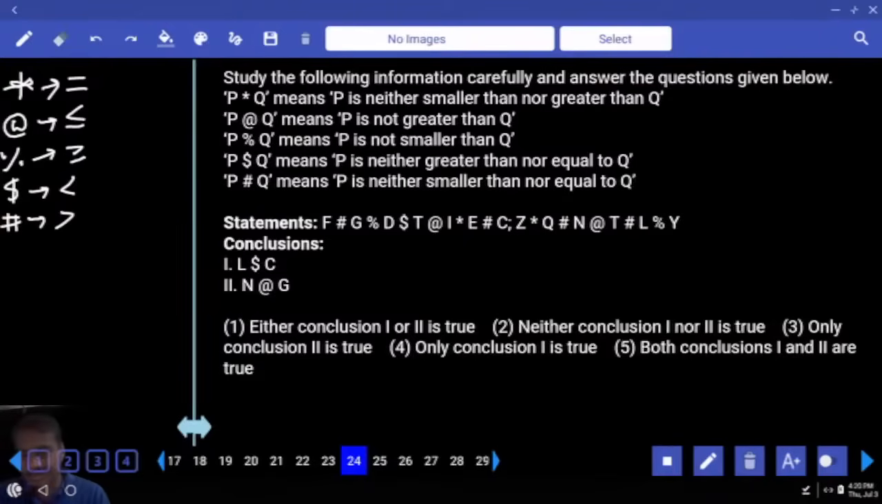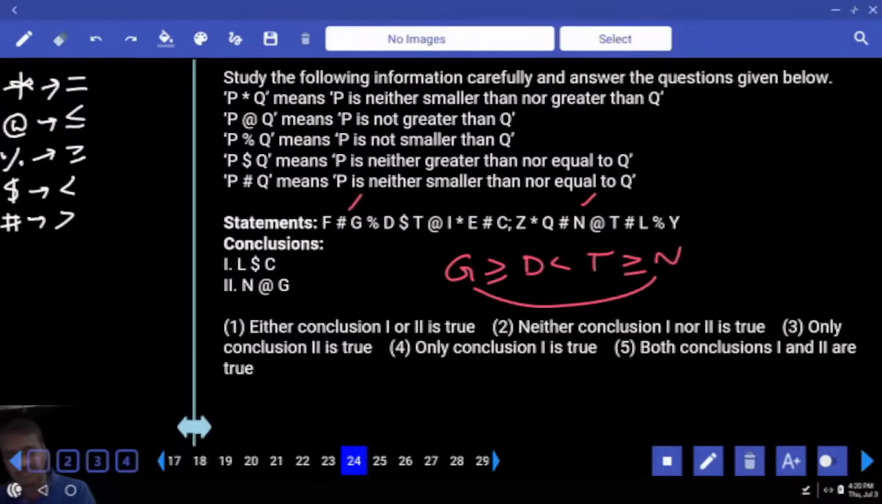Then next one, N and G. G is here, N is here. Which element is common? Now T is common. G percentage, G greater than or equals to D. D dollar, D lesser than T. N at the rate of N lesser than or equals to T, T greater than or equals to N. Opposite symbol, no relation. Neither one nor two, choice 2 for 24.